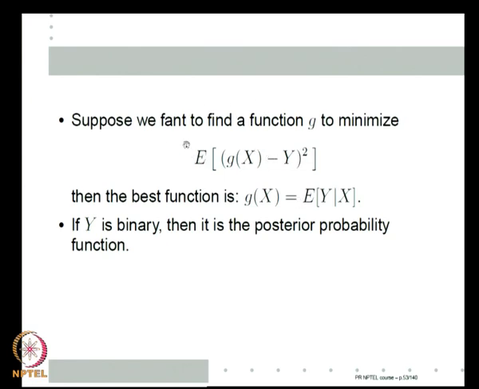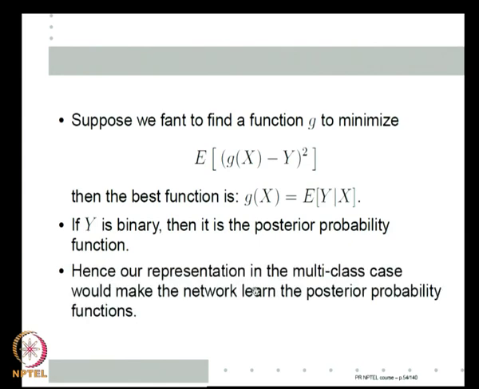So, whenever I am minimizing this expectation, the best g is the posterior probability function, because this is what I am minimizing in that network with the training inputs 1 or 0 for each one of the output nodes. Each output node is approximating the corresponding posterior probability. Hence, in the multi-class case, when I put as many output nodes as there are classes, and represent each class by a k-dimensional vector where the jth component is 1 and all the rest 0, that representation would make the network learn the posterior probability function.